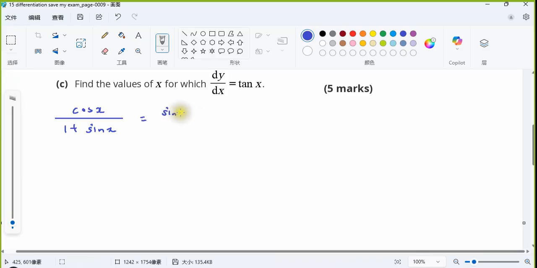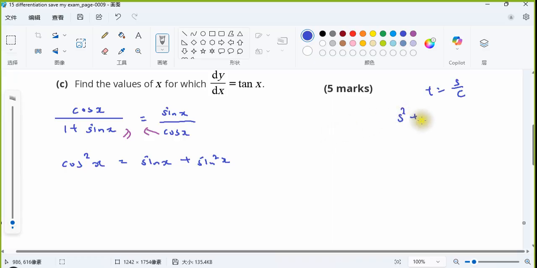Tangent is sin x over cos x. We know that tangent is sine over cos. So we will have cos squared x equal to sin x plus sin squared x. Cross multiplication: sin times 1, sin, plus sin squared. We know that sin squared plus cos squared equals 1, so cos squared is 1 minus sin squared. So 1 minus sin squared equals sin plus sin squared.